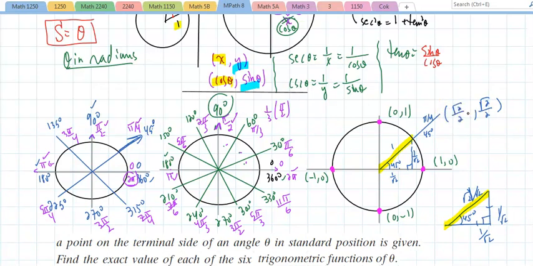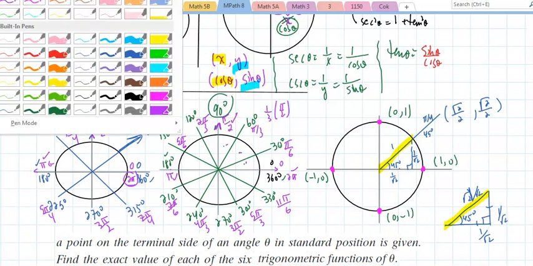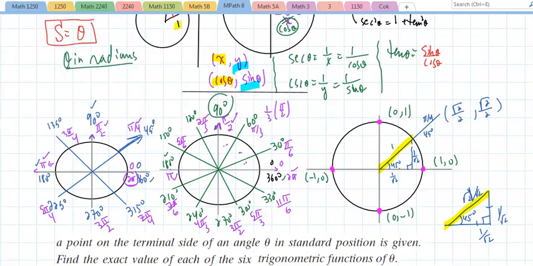and if I come down and say, all right, let's label the 30 and the 60. Those are the triangles I need the most. That's 30 degrees, and that's 60 degrees. So if you say 30 degrees or pi over 6, if you say 60 degrees or pi over 3, this is pi over 2, this is pi, this is 3 pi over 2, and this is 2 pi.